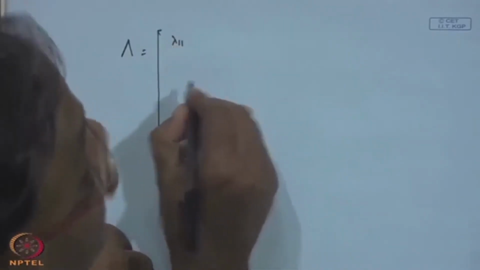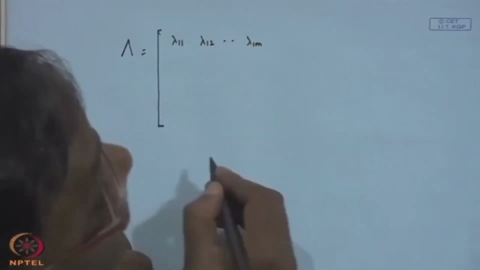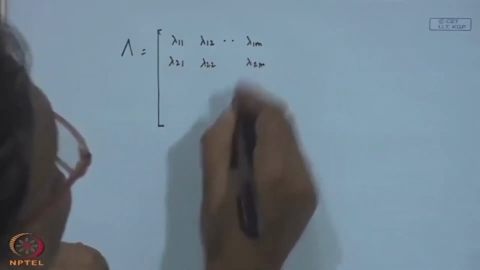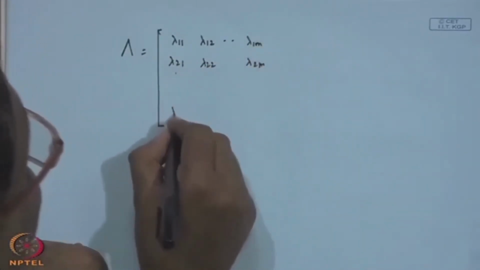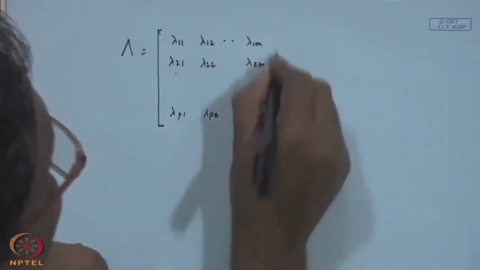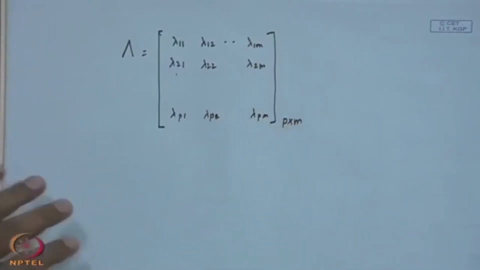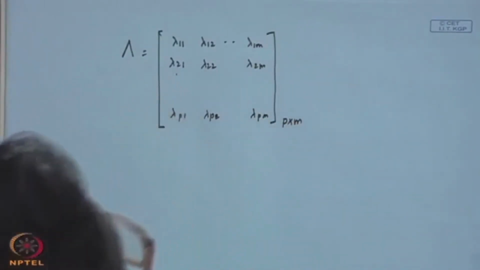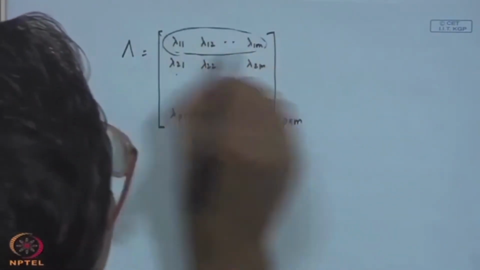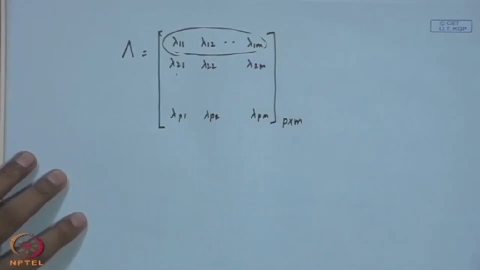Lambda 1 1 f1, lambda 1 2 f2, like this lambda 1 m fm, lambda 2 1 f1, lambda 2 2 f2, lambda 2 m fm, like this. So, this lambda part I am writing now. Lambda p1, lambda p2, lambda pm. This one is P cross M matrix. What are these lambdas basically? They are termed as the loadings.